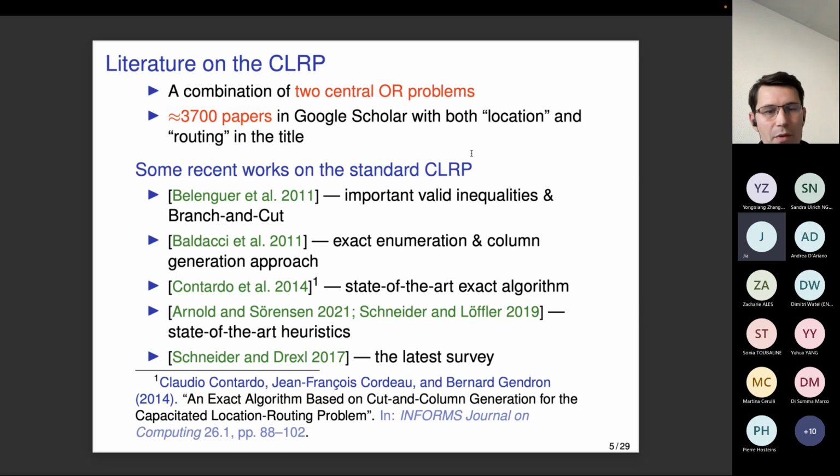Recently there were two works about heuristics, so now there are quite efficient heuristics for this problem. One of the aims to better solve this problem exactly is also to be able to estimate whether the current state-of-the-art heuristics are good or not that good. And I also give the reference to the latest survey on the problem.